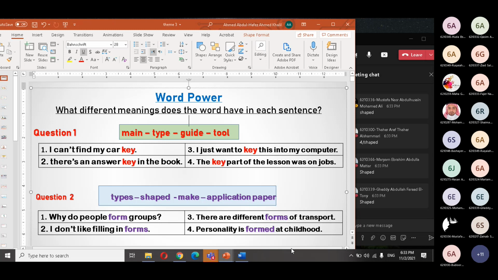When we say, why do people form groups? So form here means make. Why do people form groups? Means why do people make groups? In the second one, I don't like fill in. Anywhere, when you go, they give you a form. And they say, fill in the form. Means complete the form. So the meaning of the form here is, it's a paper. Application. It's application paper. This is the meaning of form here.